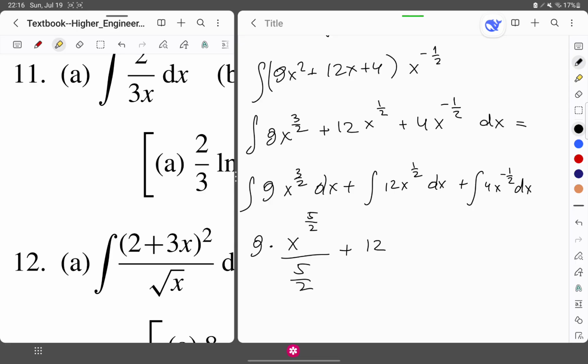Okay. I was trying to do this one, but I don't know if it's true or not. That's the worst part of it. But anyways. So 12x to the x to the power of 3 over 2 over 3 over 2 plus 4 times x to the power of 1 over 2 plus 1, over 1 over 2 plus c.